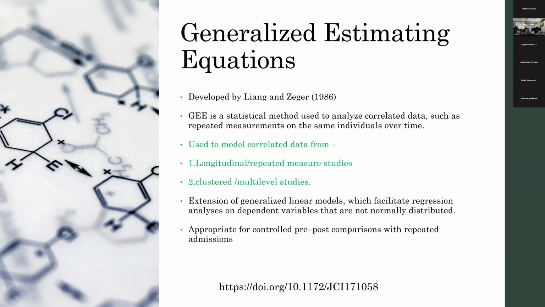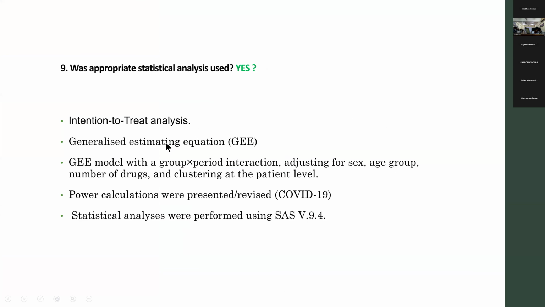Compared to linear models, we can use a generalized estimating equation to capture clustered data, either repeated measurements or clustered measurements. So this is appropriate in this study for a pre-post comparison with repeated admissions. So they have done appropriate statistical analysis. They used this model with a group-by-period interaction, adjusted for sex, age, number of drugs, and clustering. A power calculation was presented. It was revised because of COVID-19, which caused some problems in collecting data, and the analysis was performed using this software.